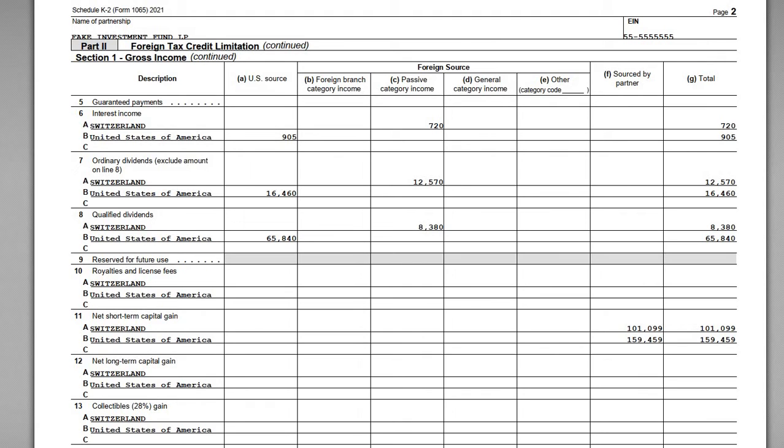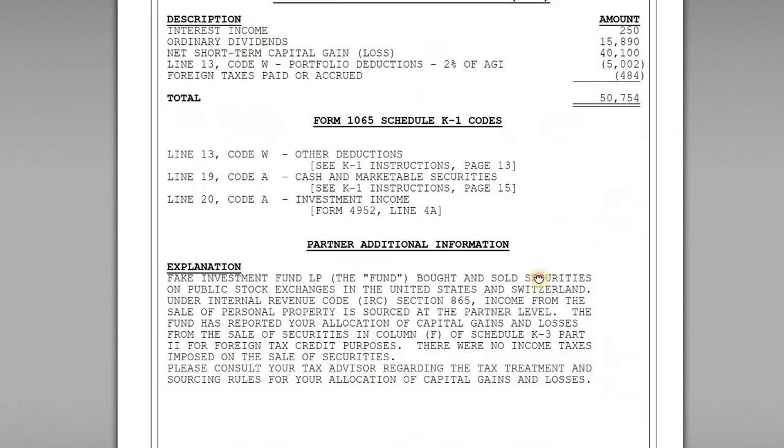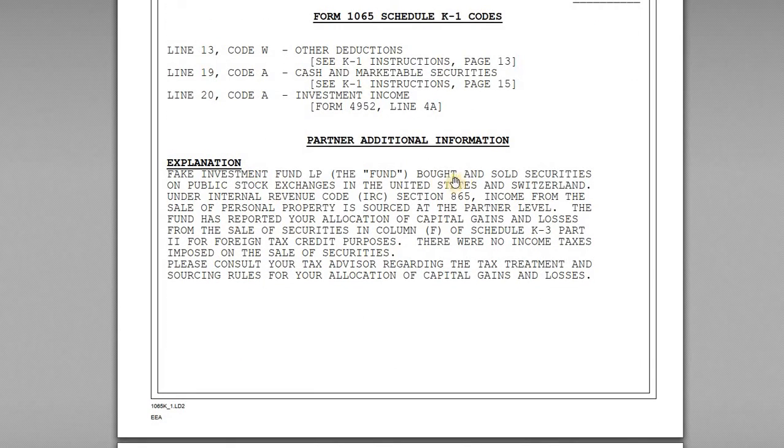So if I jump down to one of the K-1s here for John Q. Taxpayer, I added these footnotes. Fake investment fund bought and sold securities on public exchanges in the U.S. and Switzerland. Under IRC Section 865, income from the sale of personal property is sourced at the partner level. The fund has reported your allocation of capital gains and losses from the sale of securities in column F of Schedule K-3, Part 2 for foreign tax credit purposes. There were no income taxes imposed on the sale of securities. Please consult your tax advisor.